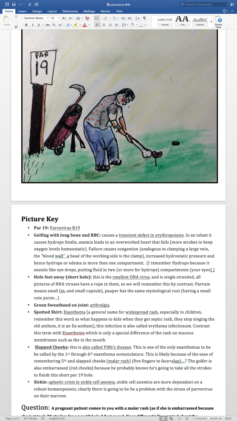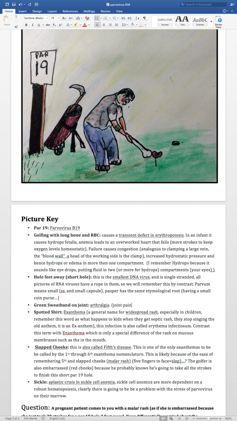Green wristband. You see he has a green wristband. I use green wristbands in all my pictures to denote joint pain problems. Here it's an arthralgia, or a joint pain. So arthralgia, of course, is joint pain.